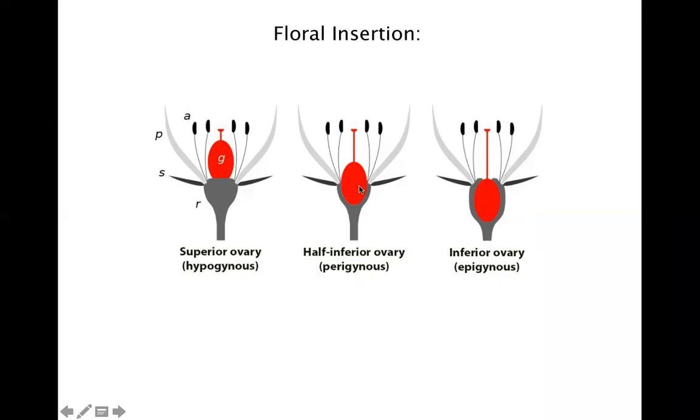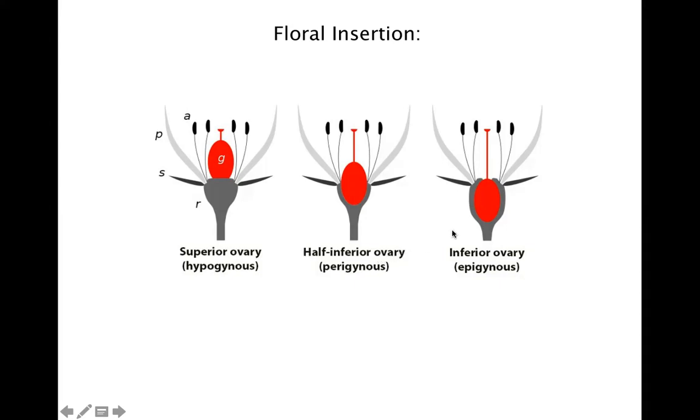Perigynous refers to flowers that are a happy in between. You'll see that the ovary wall can sometimes be fused to the sepals, so it looks kind of like a little cup. And the petals and the stamens seem to be attached kind of in the middle. This is called perigynous, or half inferior.